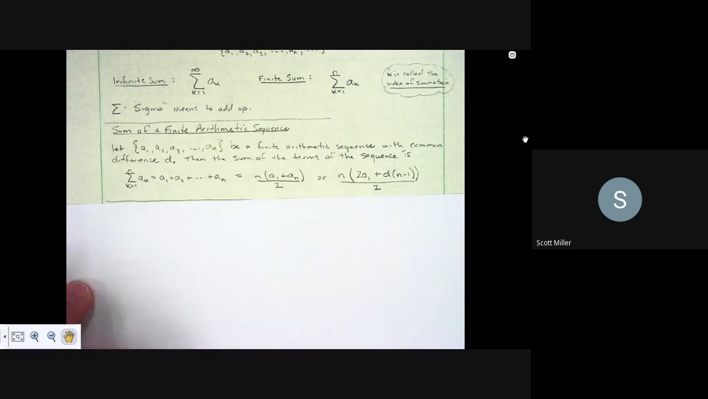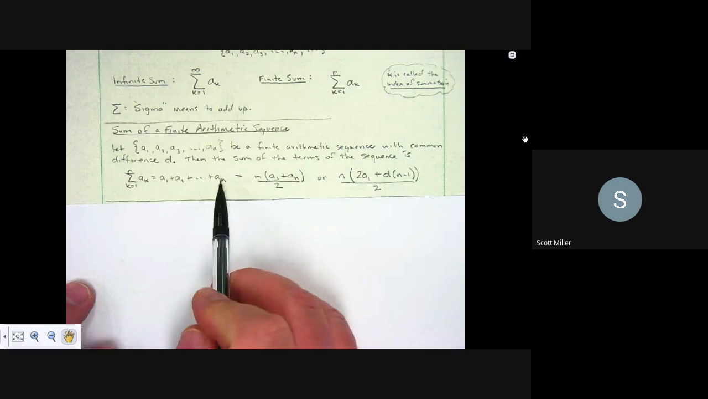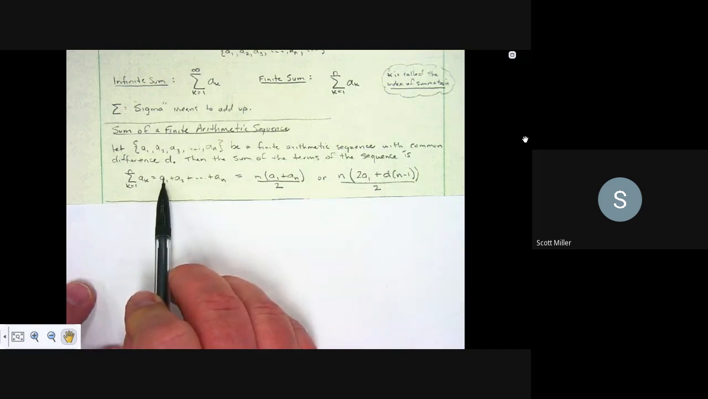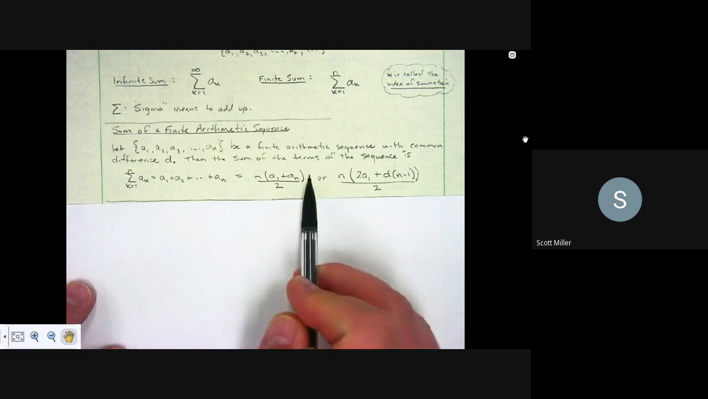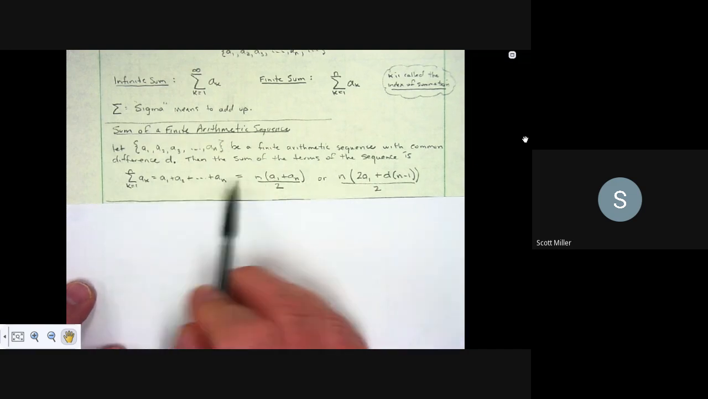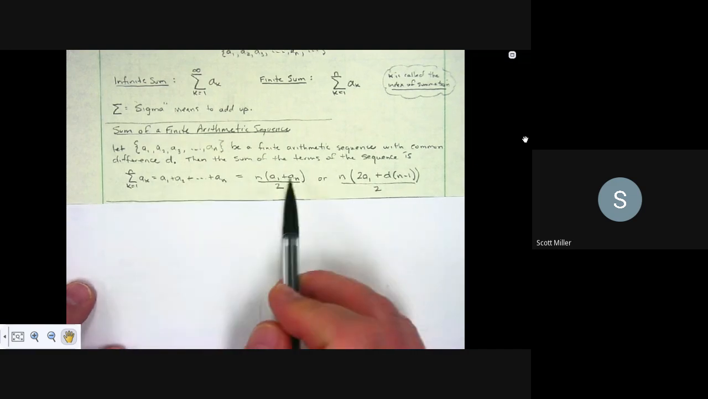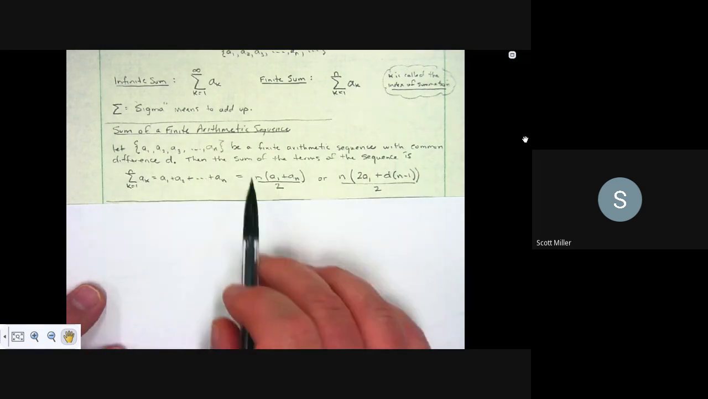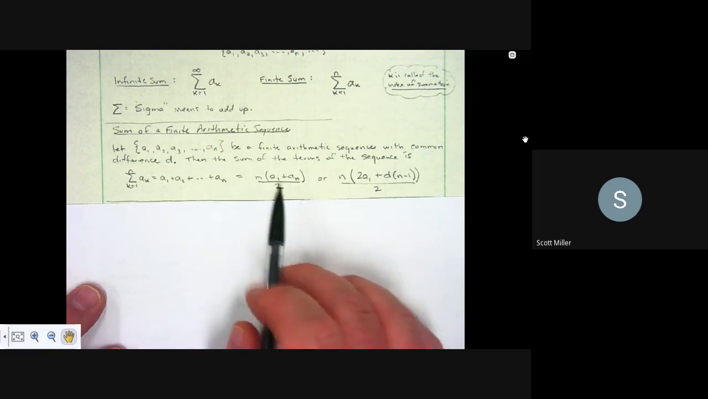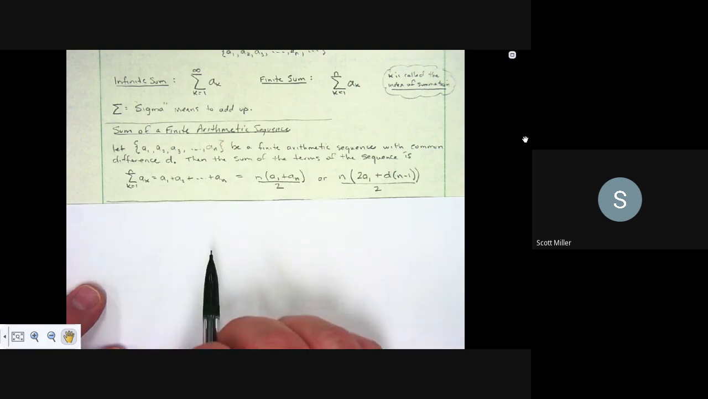Well, believe it or not, a mathematician named Gauss gets the credit for this. And pretty much what you discover is this: if I take the first term and add it to the last term, and then multiply it by the number of terms there are, and cut that in half, that will be the sum. So he discovered that for us, and that gives you a formula that you can use to find the sum of a finite arithmetic sequence.